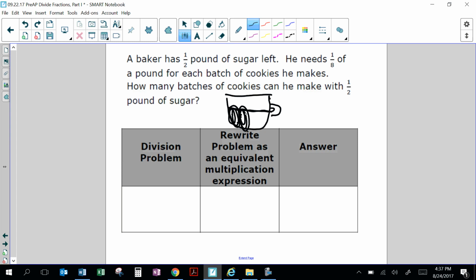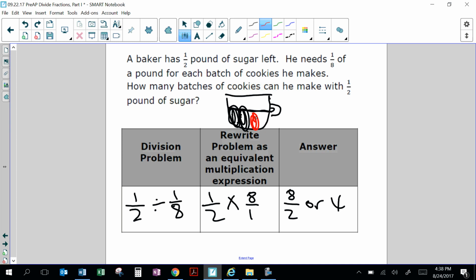This is another eighth. He needs that to make a batch of cookies. So are we dividing or splitting this bag of sugar? This is division. You start with half a bag, and you're dividing it into eighths. How can I solve this? According to the video, you multiply by the reciprocal. What is the reciprocal of 1/8? 8/1. If you multiply across, you get 8/2 or 4. And that is true. How many eighths go into 1/2? 4 groups. And that's where it came from.